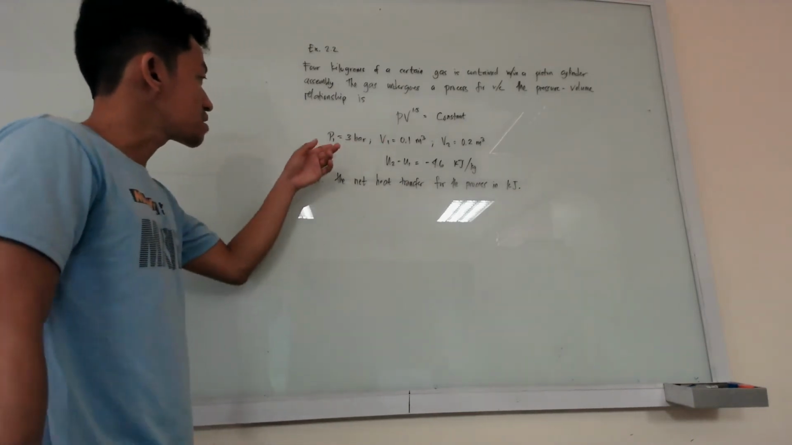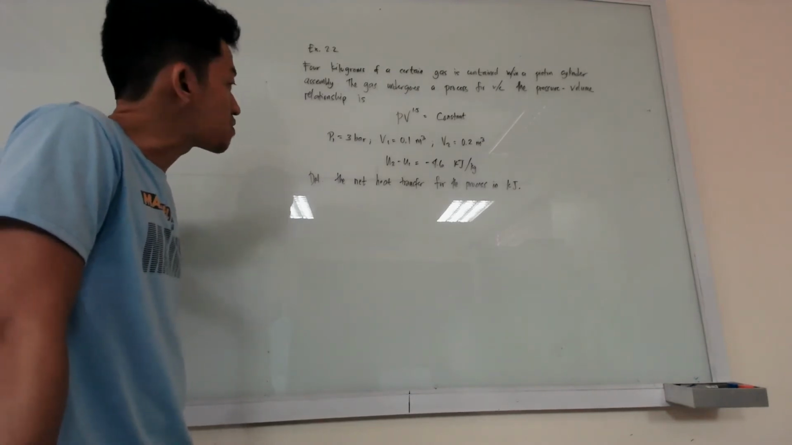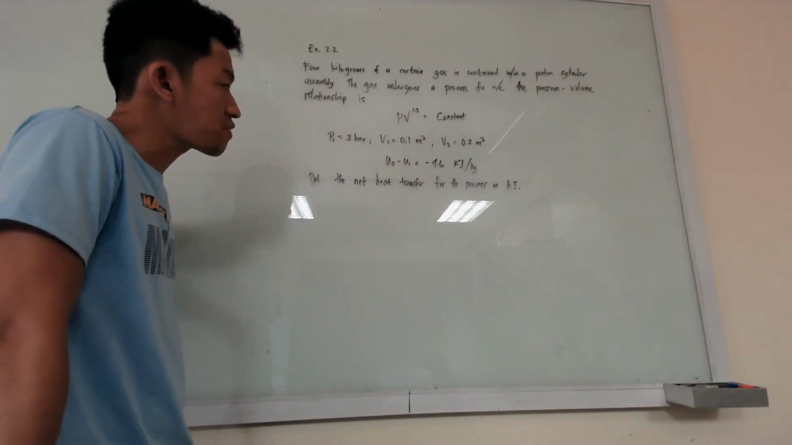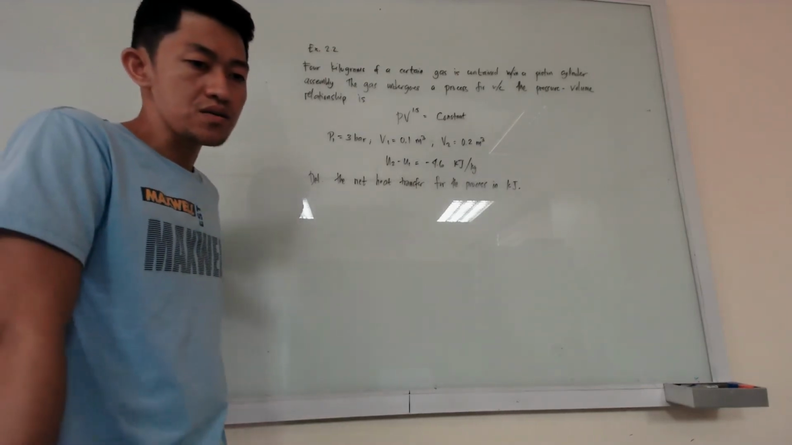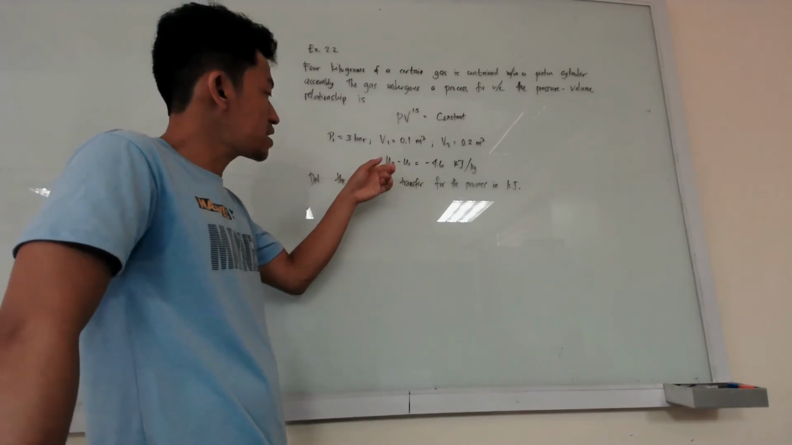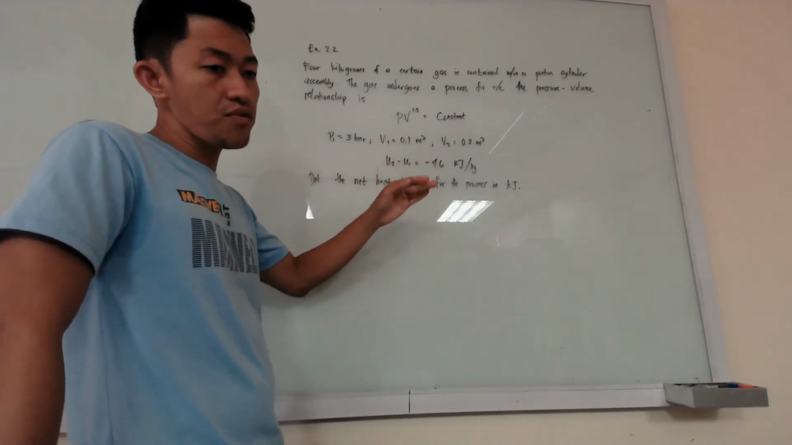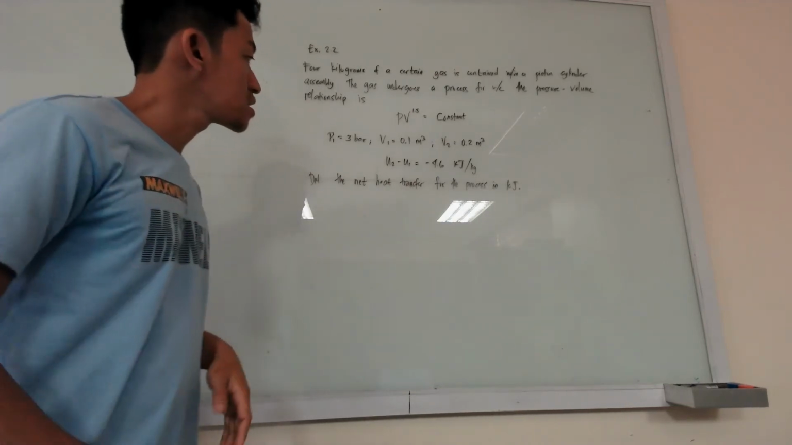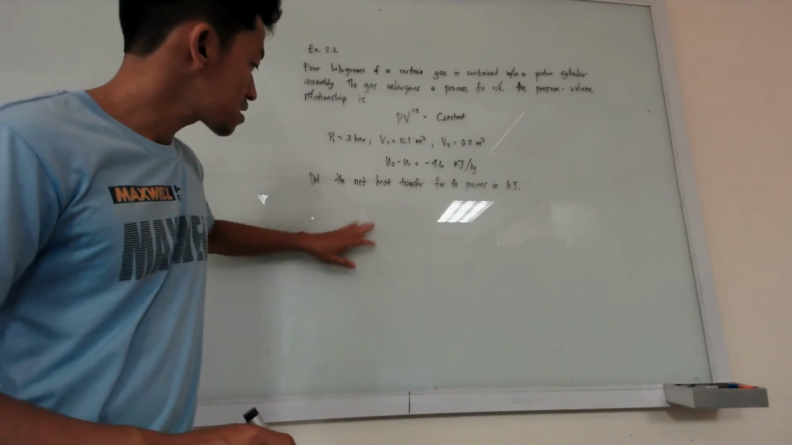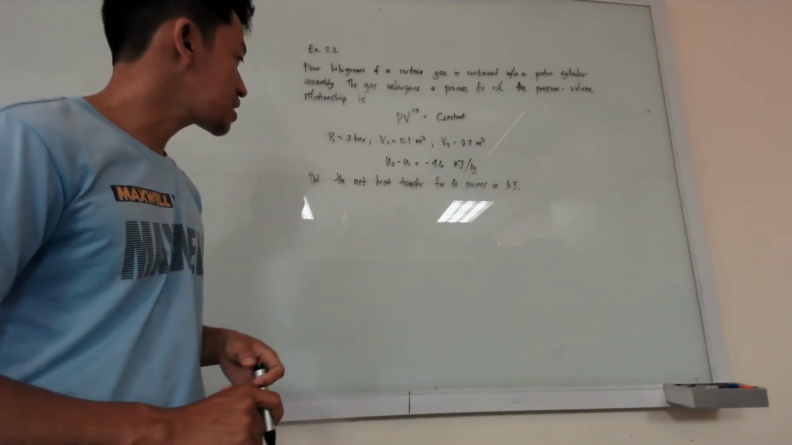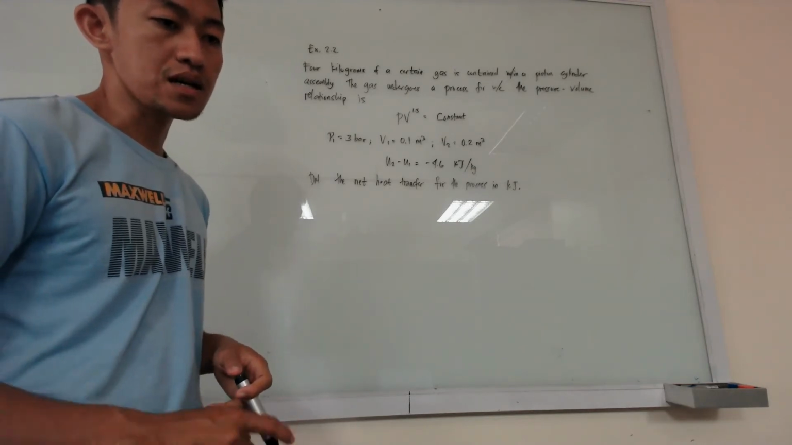Basically, this is a continuation of problem number 1, with almost the same given. The initial pressure is 3 bar, initial volume 0.1 m3, final volume 0.2 m3. But this time, you are given the change in internal energy. U2 minus U1 is equal to negative 4.6 kilojoule per kilogram.